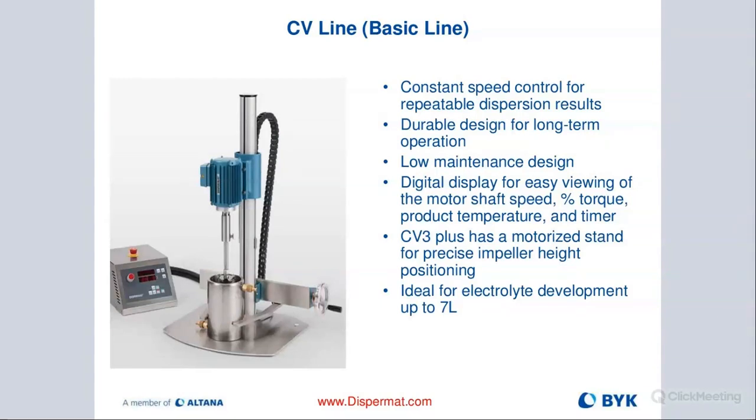But with the CV, we can make up to 7 liters of slurry. Again, fully expandable. You can turn this into a basket mill or vertical bead mill with an APS system. I'll show you in a few minutes. Rotor, stator, or a vacuum system.